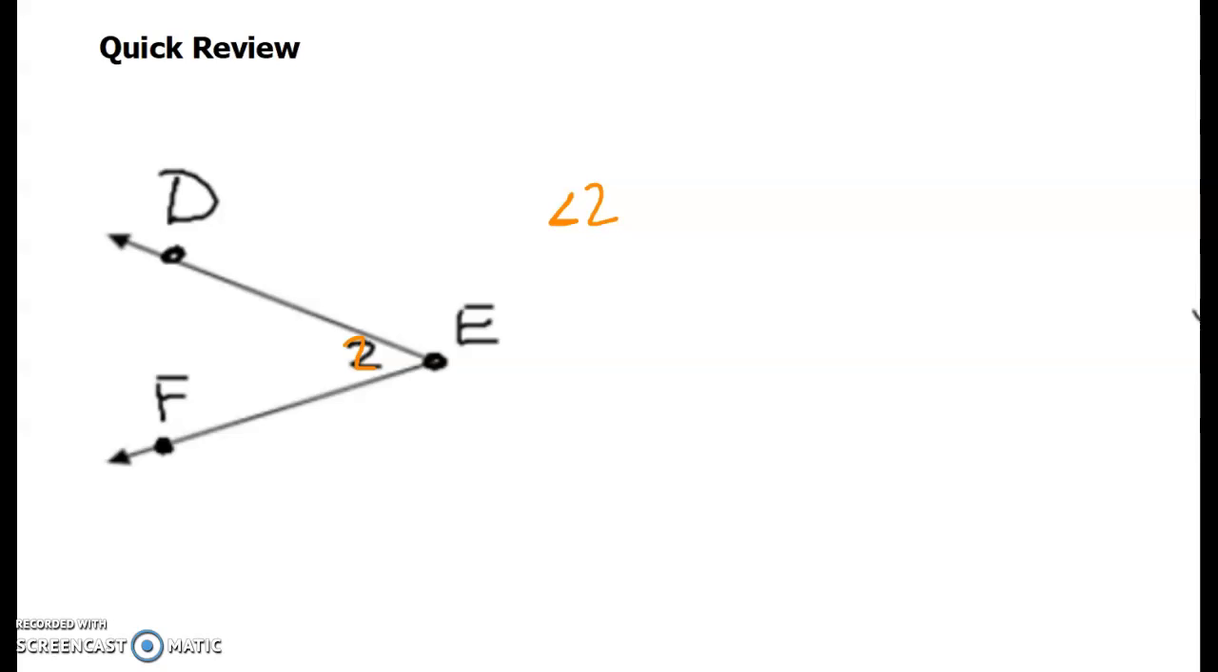We could also label it by the vertex, which is that point where both your lines come together. So we could say this is angle E. Now, this is less common because a lot of times your images are going to have more than one angle put together. And so if we're labeling by the vertex, it does tend to have to be a single angle.